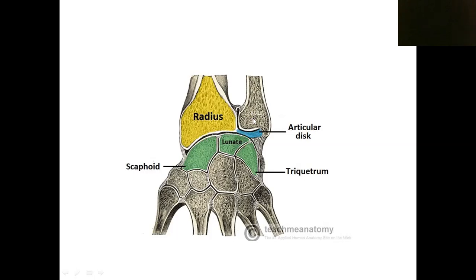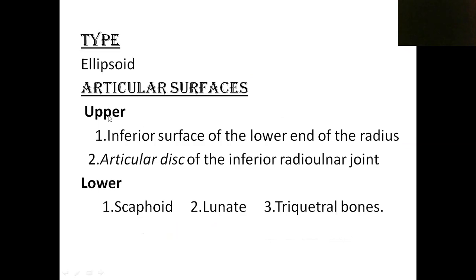And here, this ulna is separated from this joint by this articular disc. So the ulna is not participating in this joint. Only this articular disc is participating in this joint. So on the lateral side, the inferior surface of the lower end of the radius, then the articular disc. Okay, so the first point is clear. The upper articular surface is formed by the inferior surface of the lower end of the radius and the articular disc.